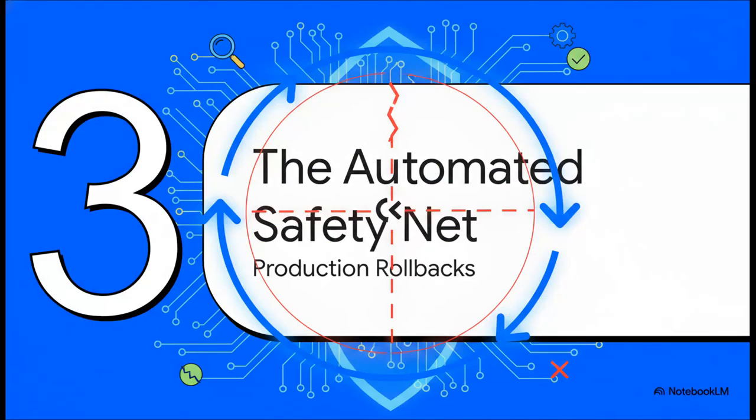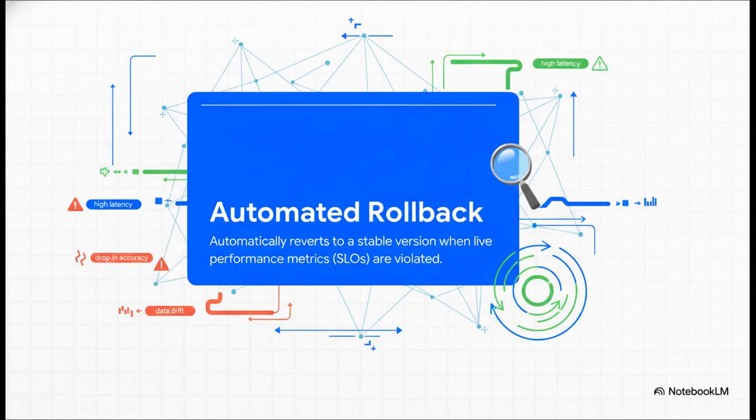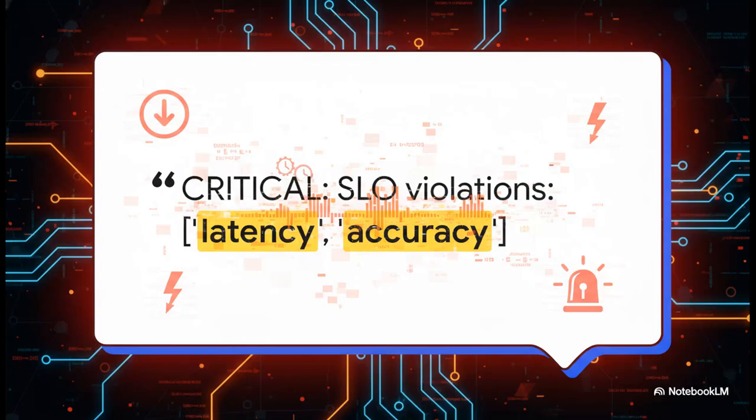But let's be real. What happens when, despite all of this testing, something still goes wrong after you launch? I mean, it happens. This is where a truly mature, production-grade system really shows what it's made of. The answer is an automated safety net. This is a system that is always watching. It's continuously monitoring live performance against our goals, our service-level objectives. If it spots a problem, like latency spiking or accuracy dropping, it automatically reverts back to the last known good version. No human needed.